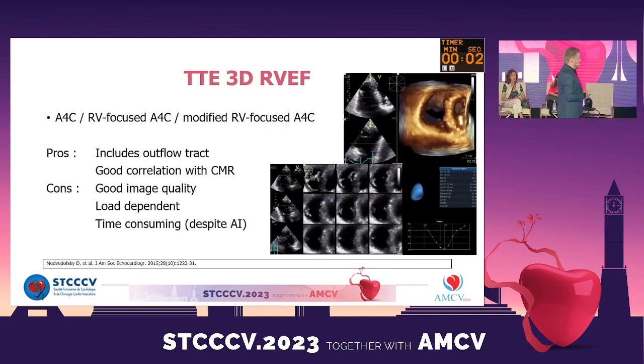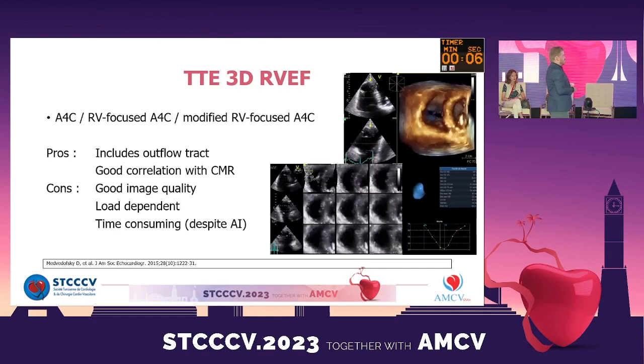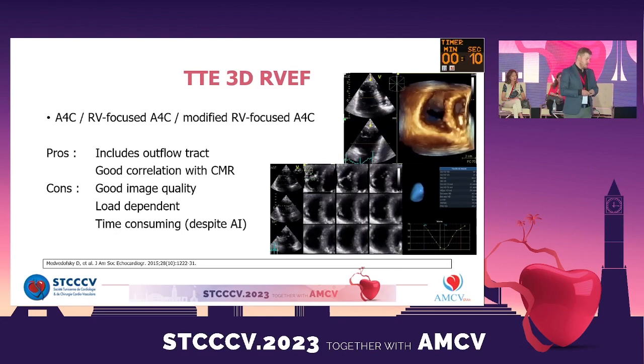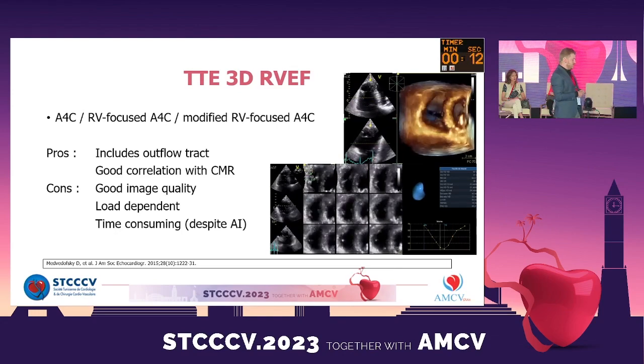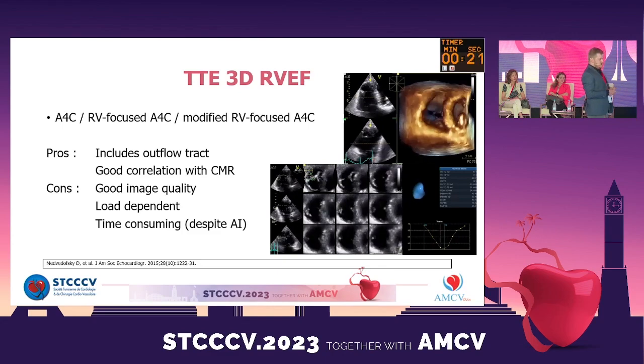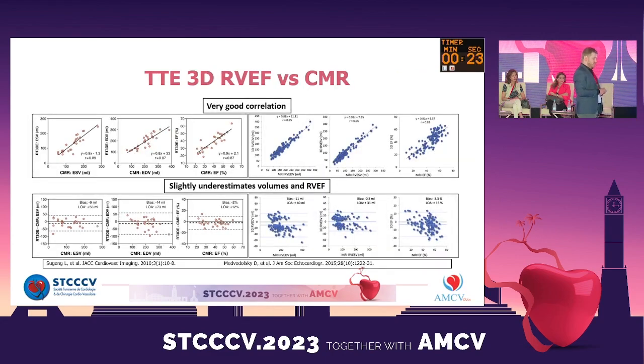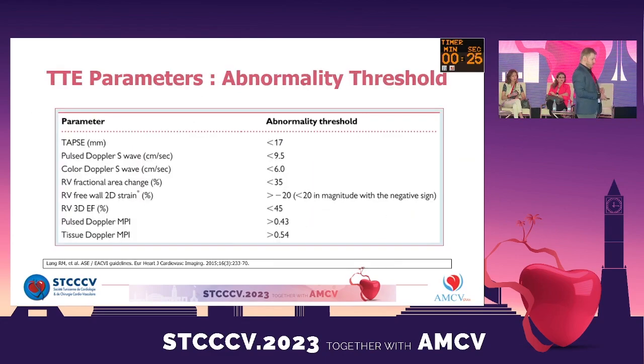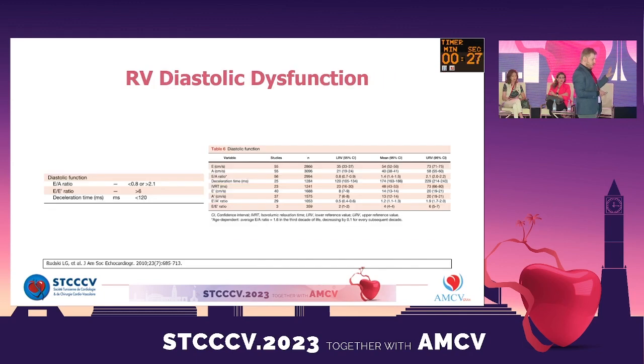And lastly, I just want to show you some 3D images. The great advantage is that it includes the outflow tract, and there's a good correlation with CMR, but it's time-consuming despite the artificial intelligence. Maybe it's going to be better in the next years. And you have the abnormality. I will not talk about this because I don't do it in clinical practice.